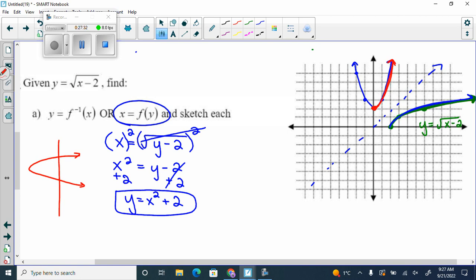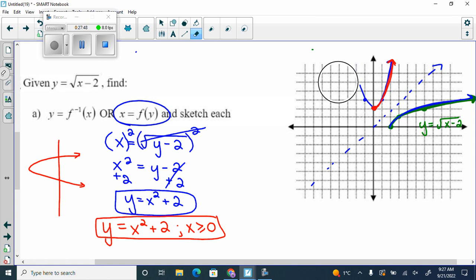So I write this equation. I go y equals x squared plus 2. I do that, but I say x has to be greater than or equal to 0. And then it kicks off the other part of the graph. Because then I know, hey, actually this doesn't exist. Goodbye. And now do I actually have inverse graphs of each other? Yeah.